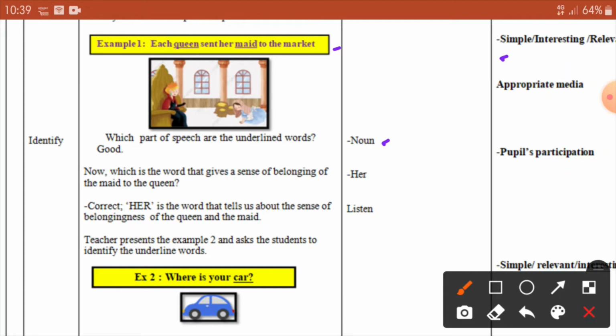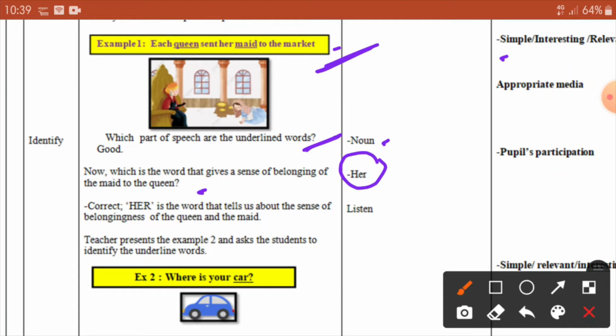Now, which is the part that gives a sense of belongingness to the maid, to the queen? It means I am presenting the example. After giving the example, I am involving the students here. After involving the students, with the help of their involvement only, slowly I am developing my concept. So now, which is the word that gives a sense of belongingness of the maid to the queen? So the student will say, in that sentence the word is her, right?